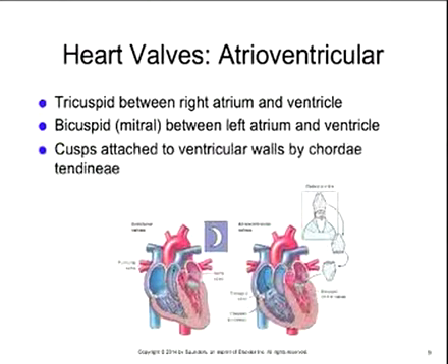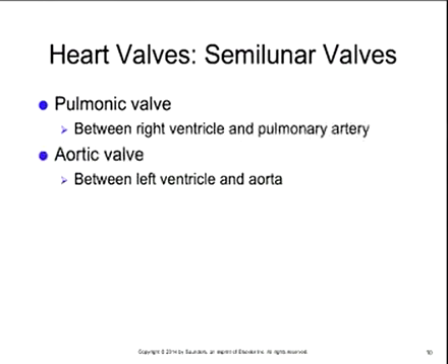So that's critical that the blood only flows through the heart in one direction. If this weren't the case, we wouldn't be able to effectively pump blood around the body. The pulmonary semilunar valve is between the right ventricle and the pulmonary trunk, which leads to the pulmonary arteries, and the aortic semilunar is between the left ventricle and the aorta.